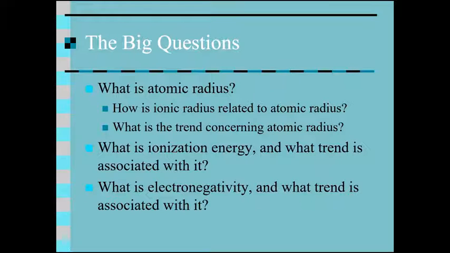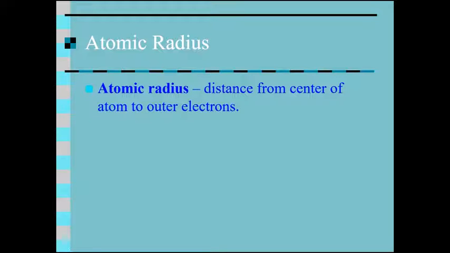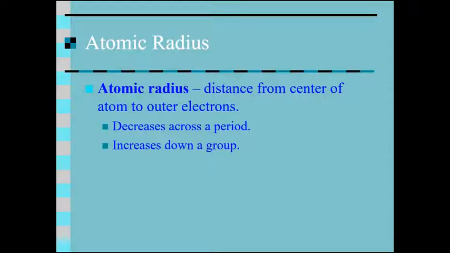So what is atomic radius? Here the question arises: how is the ionic radius related to the atomic radius? And what is the trend concerning atomic radius? What is ionization energy and what trend is associated with it? What is electronegativity and what trend is associated with it? So firstly we consider atomic radius. Atomic radius is the distance from the center of the atom to the outer electrons.